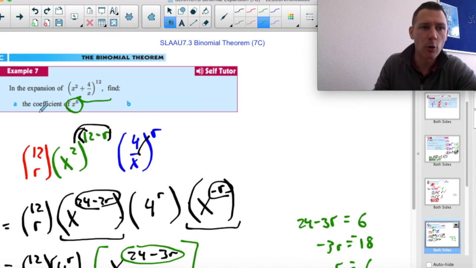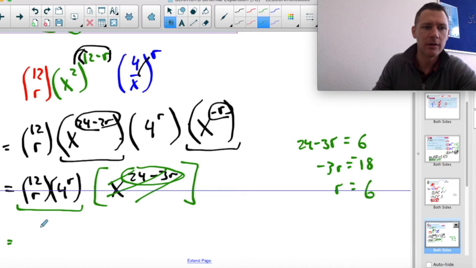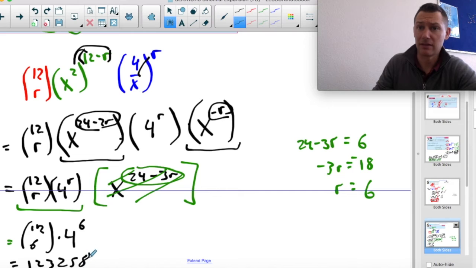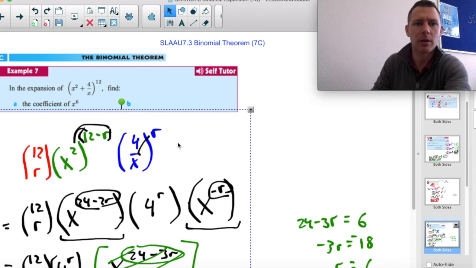We're interested in the coefficient, not the whole term, so I don't care about this anymore. This is where all the numbers in front of x are, so put your r value in there. This is going to be 12 choose 6, throw it in your calculator, and this is going to be 4 to the 6. Throw it in your calculator, multiply them together, and you get that. Making stuff up, right? But you definitely get that. Let's check it and make sure. Always an important step.